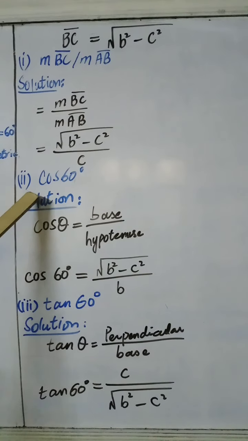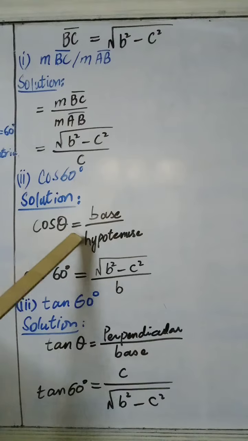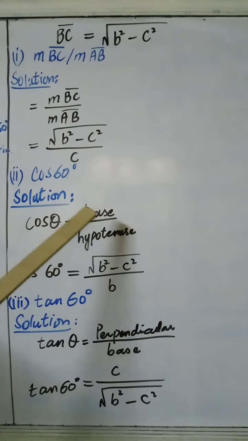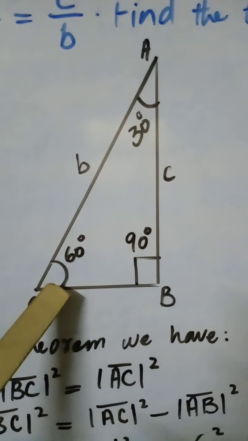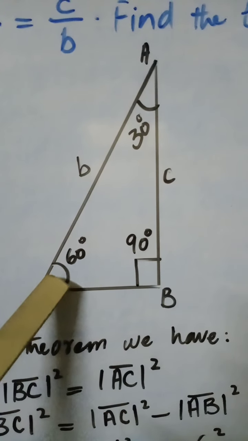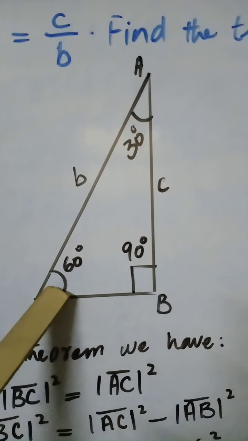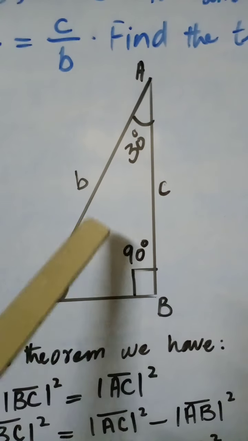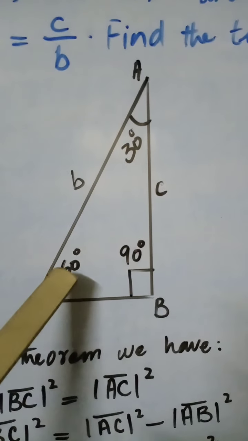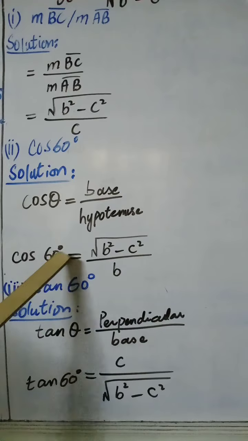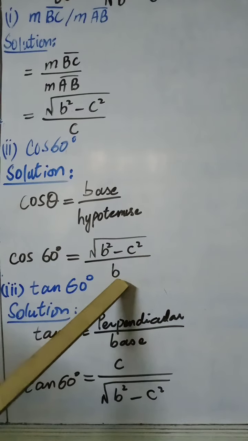Now part 2, cos 60 degrees. As we know, cos theta is equal to base over hypotenuse. So we have to find cos 60 degrees. Here for cos 60 degrees the base is BC and the hypotenuse is this. So by using these values we find the ratio. Cos 60 degrees is equal to under root b square minus c square divided by b.